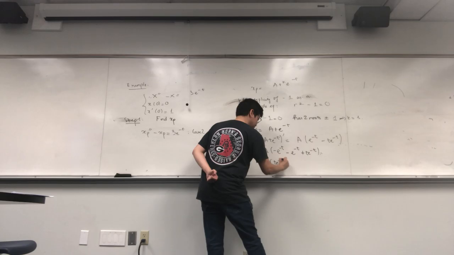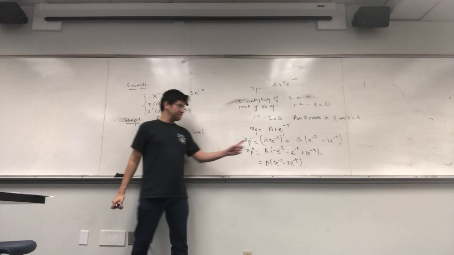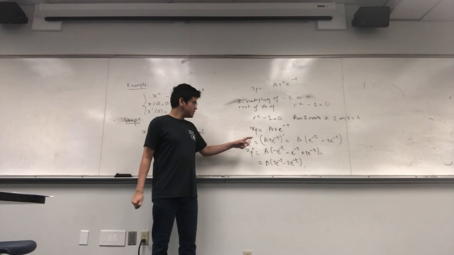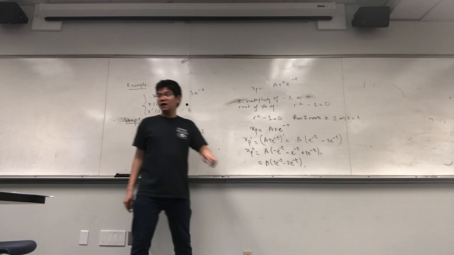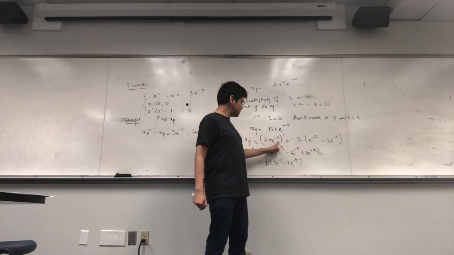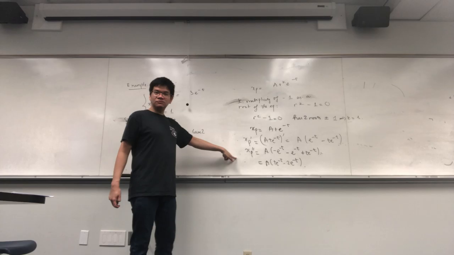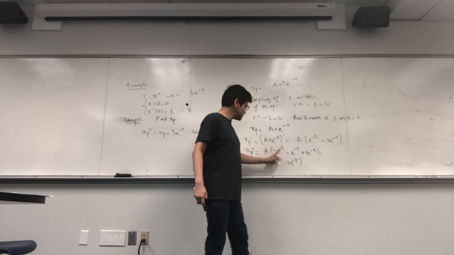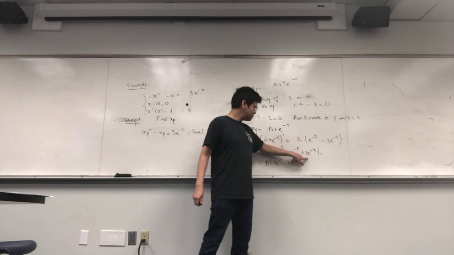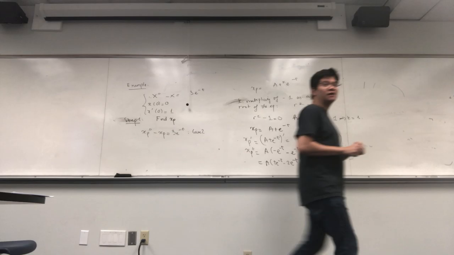Let me explain again. x_p is A t e to the power minus t. You take the first derivative, computed by the product rule. Take the derivative of the first guy, you get e to the power minus t. Take the derivative of the second guy, you get minus t e to the power minus t. Now you take the second derivative. The derivative of this one is minus e to the power minus t. The derivative of this one will be minus e to the power minus t plus t e to the power minus t. You combine everything, you get A times t e to the power minus t minus 2 times e to the power minus t. Questions?